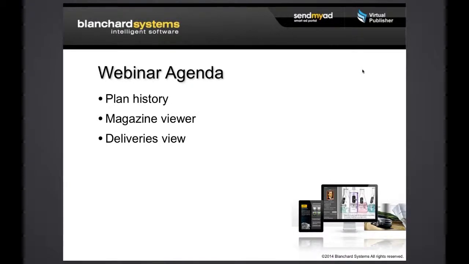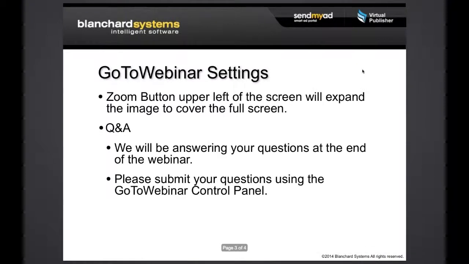Today we're going to talk about some features in virtual publishing that you may not be aware are there, or maybe don't utilize them to the fullest. They're pretty simple things, but can be very effective for you. That includes our plan history, the magazine viewer, and our deliveries view.